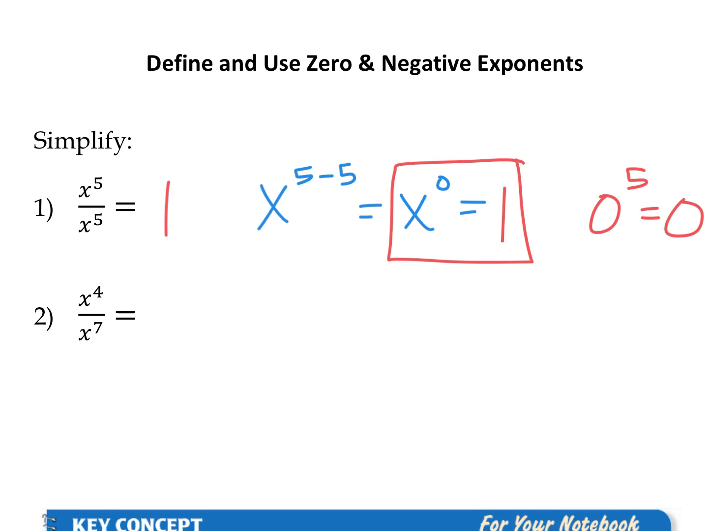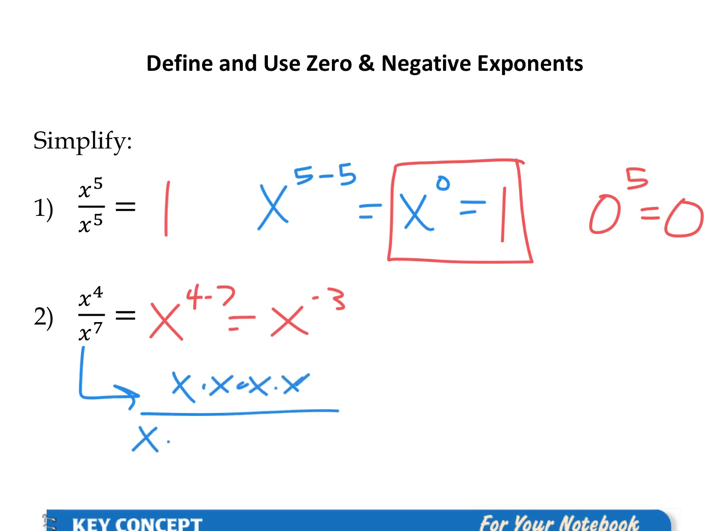Now let's see what happens in this next example. We have x to the fourth over x to the seventh. So that would be x to the 4 minus 7, which is x to the negative third. Let's look at what this would be if I wrote out the x's all multiplied together. In the numerator, I'd have 4 x's. In the denominator, because an exponent is how many times I multiply something by itself, I'd have x to the seventh, that'd be 7 x's.